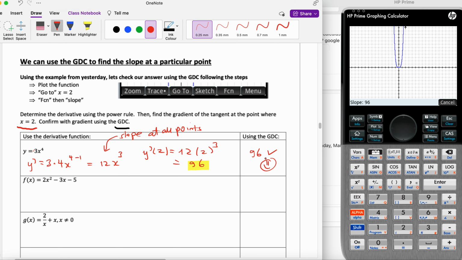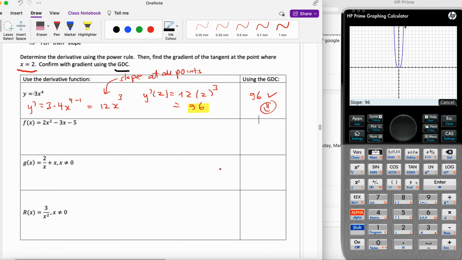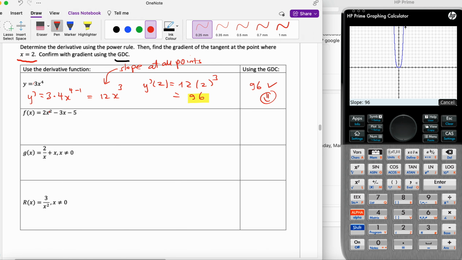Let's give ourselves a happy face, woohoo. Okay, you can try all the other ones. Again, take the power rule and then check it with the calculator. Remember, when you take the derivative, it's the slope of the tangent. So let's do the fourth one though.